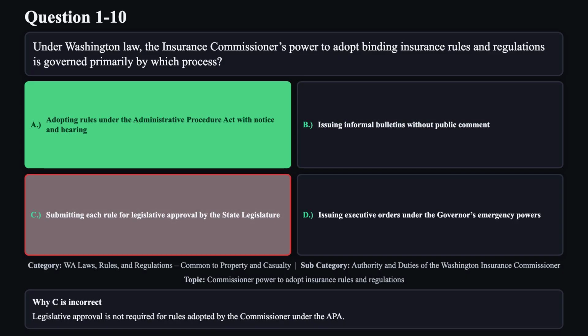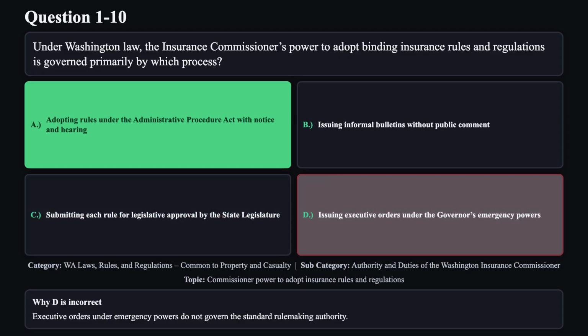Reason C is not correct. Legislative approval is not required for rules adopted by the commissioner under the APA. Reason D is not correct. Executive orders under emergency powers do not govern the standard rulemaking authority.